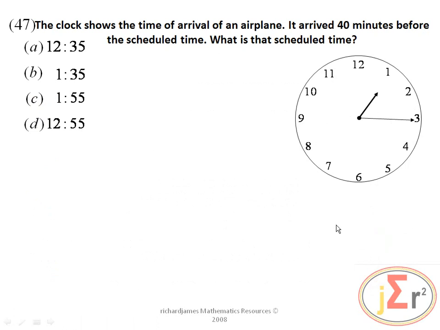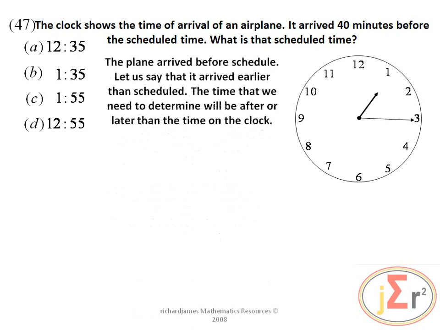Here's the clock again, Jerry. What do you imagine that we will do this time? The clock shows the time of arrival of an airplane. It arrived 40 minutes before the scheduled time. What is the scheduled time? The plane arrived before schedule. So let us say that it arrived earlier than scheduled. The time that we need to determine will be later than what we have on the clock.